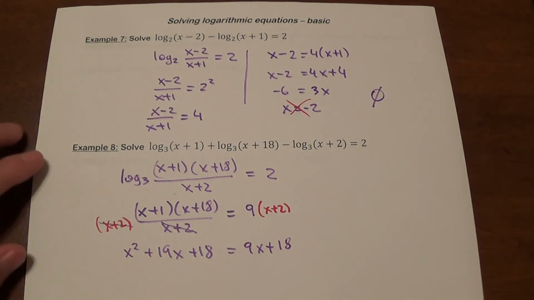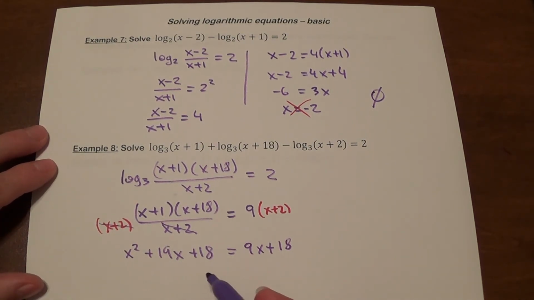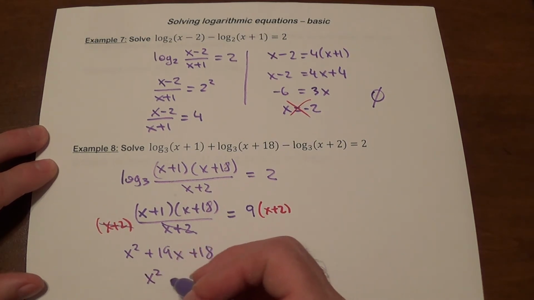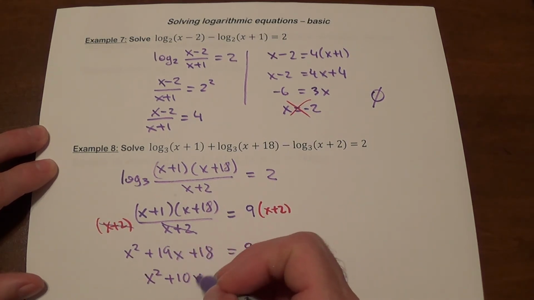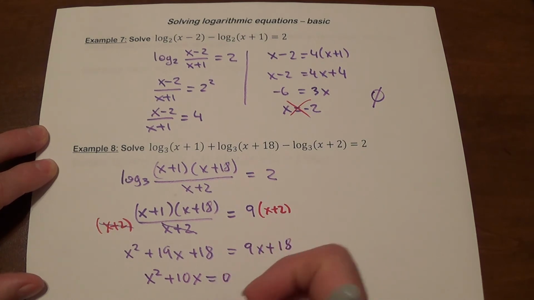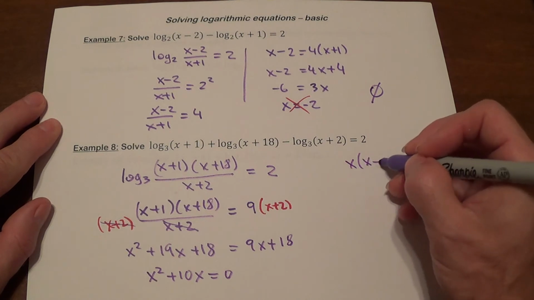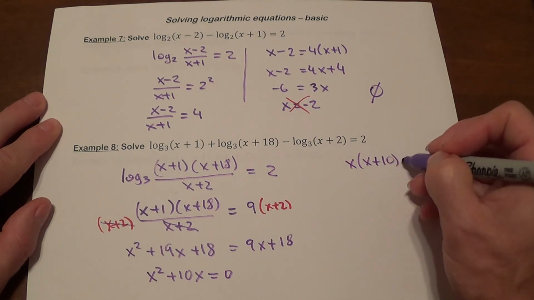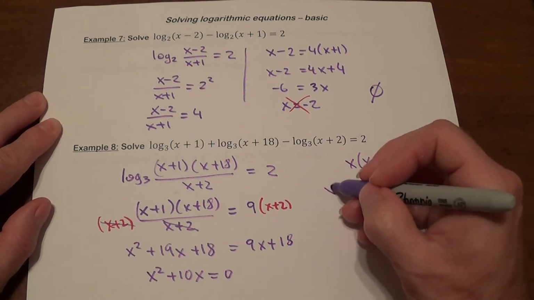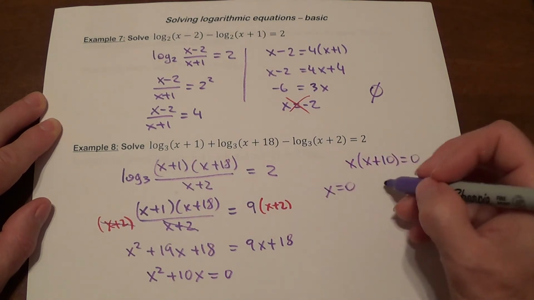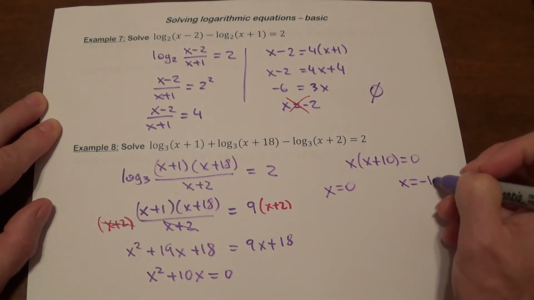Since it's a quadratic equation, you move all the terms to one side. You're going to get x squared plus 10x equals 0. So we can factor out x. It's going to give us x times (x plus 10) equals 0, which means x is 0 or x is going to be negative 10.